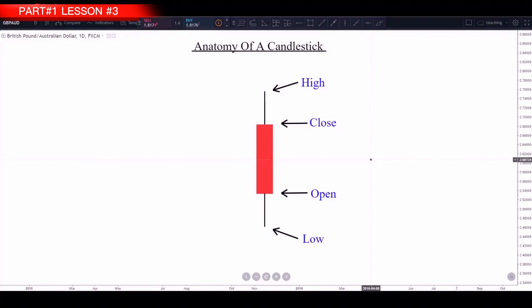And the difference between these two candles is very minute. The only thing that's going to change is here where we have our close. We're going to bring it down to the open. Here we have our open. We're bringing it up to the close. So what does this mean?